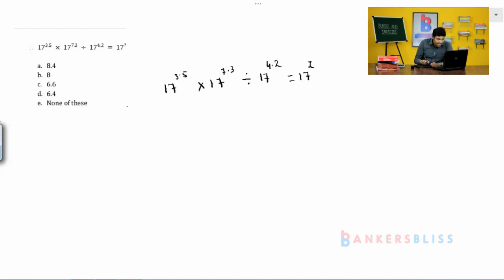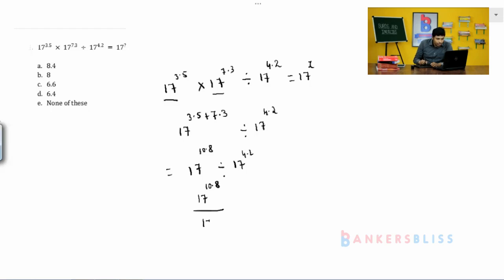See here, this is in the form of a power m into a power n. So what you can do for this? a power m plus n, that is 3.5 plus 7.3, divided by 17 power 4.2. So 17 power, how much you are going to get? 10.8 divided by 17 power 4.2. So it is nothing but 17 power 10.8 divided by 17 power 4.2.